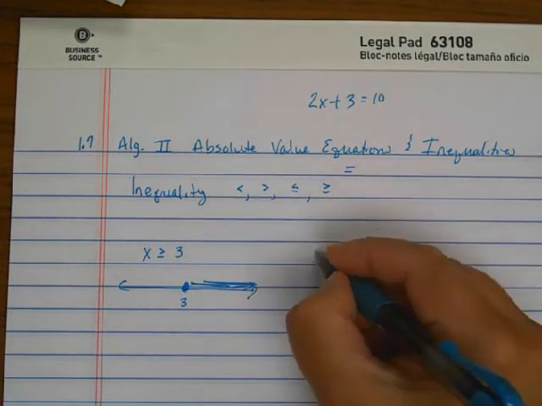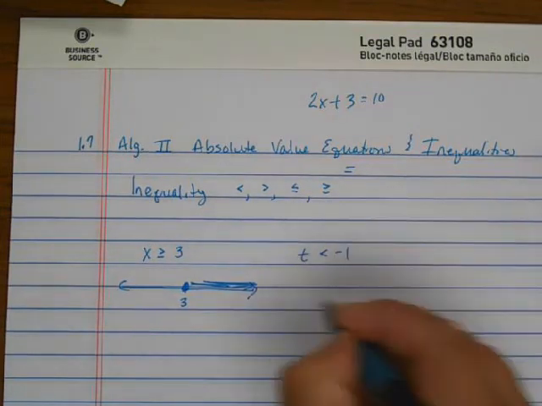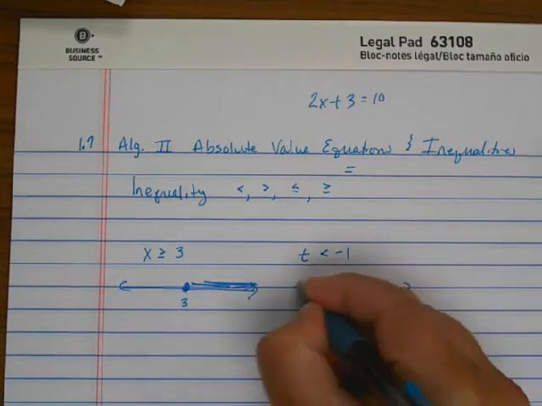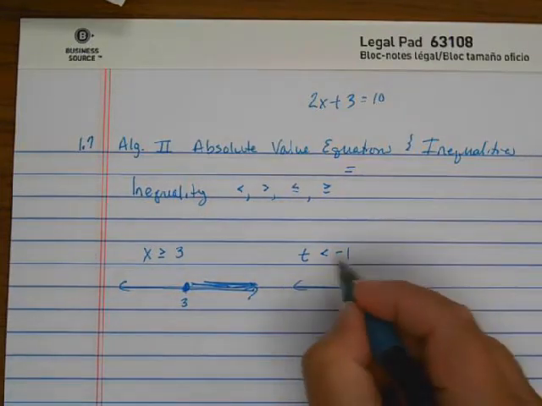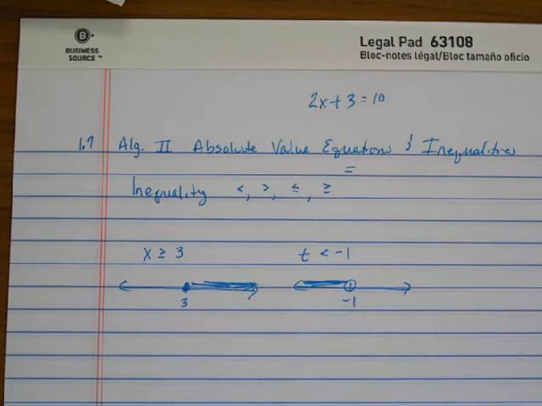What about if I wanted to graph t is less than -1? I would graph -1 on my number line. And since -1 is not a solution, I would make an open circle, and then all the numbers less than -1 would be to the left.